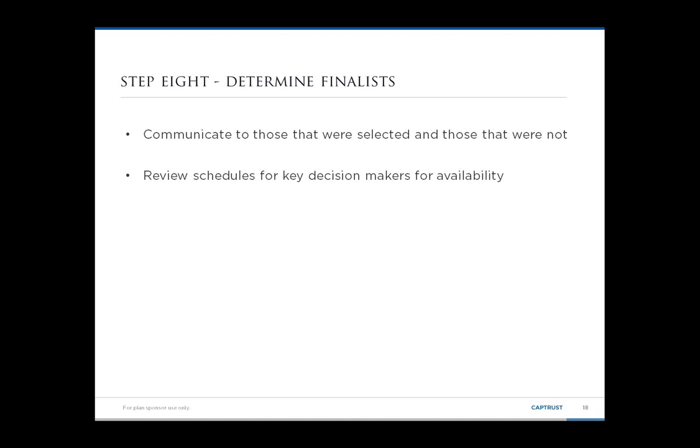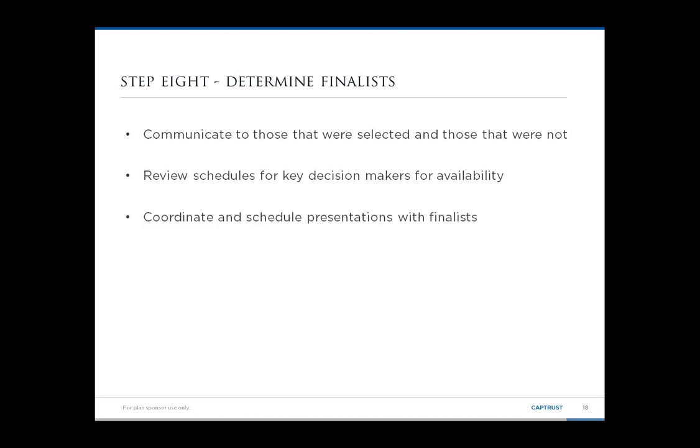Next thing you want to focus on is reviewing schedules for key decision makers for availability. So internally, could be anywhere from 3 to 5 people that need to be involved in that final presentation, that final decision. Make sure you look at all their calendars and all their schedules and see what days are available for each of them that overlap, that are good days for candidates to come in. So once you identify those days, ask those individuals to block that time off for finals presentations.